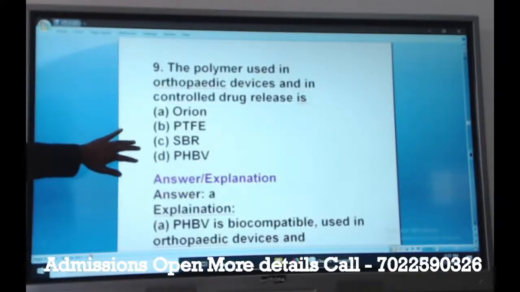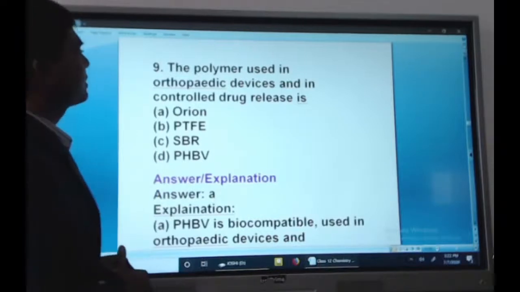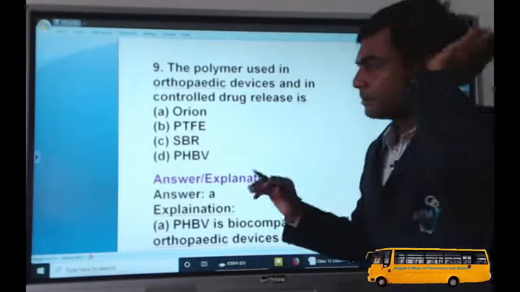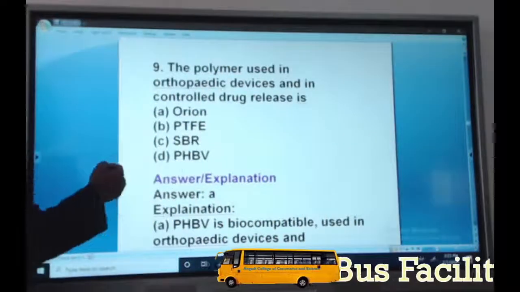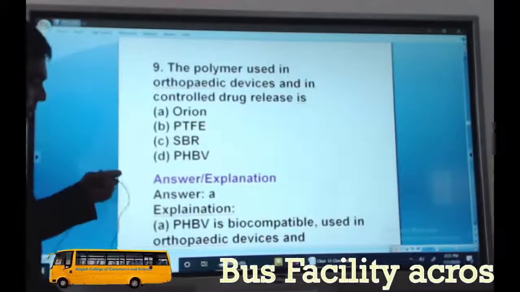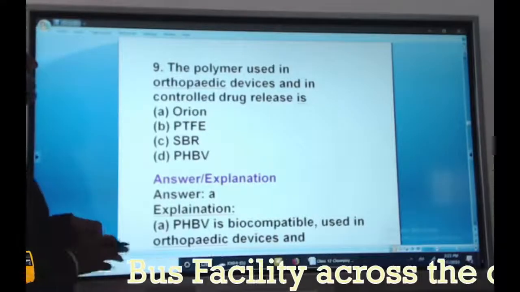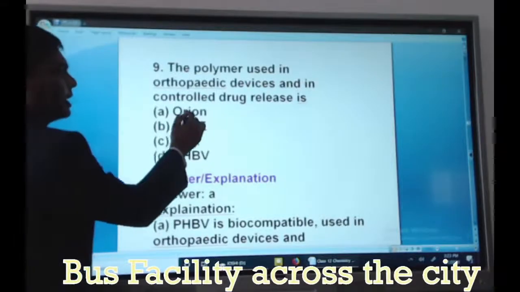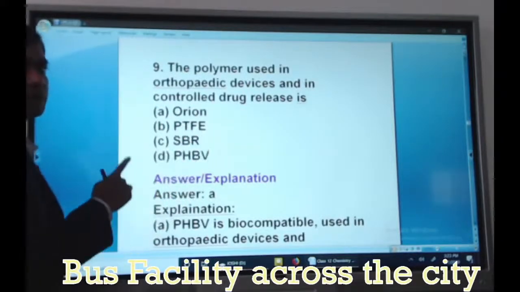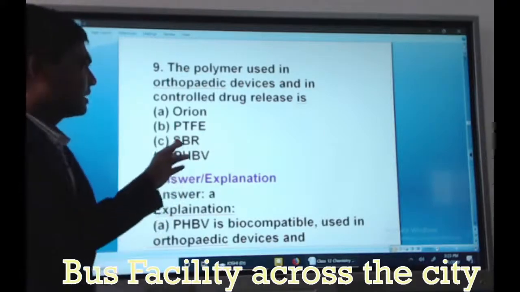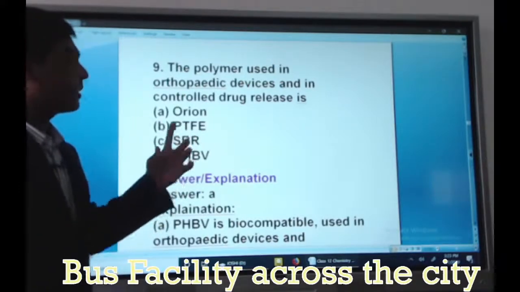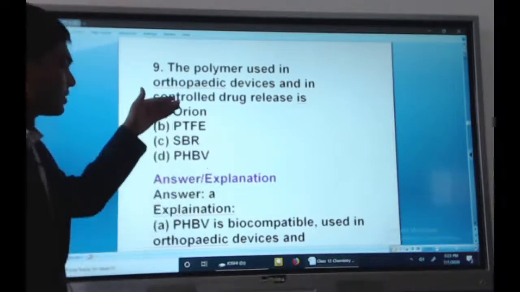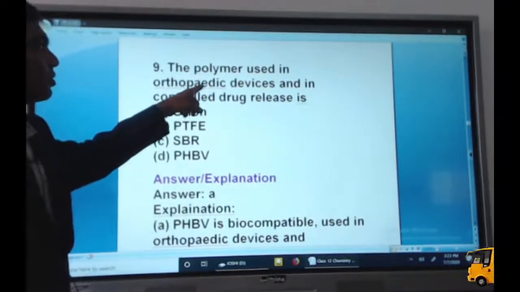The polymer used in orthopedic devices and in controlled drug release. This is an application question where polymers are used. Orthopedic means it is related to hospitals, where it is related to bones. And controlled drug release comes under chemistry in everyday life. Orlon, PTFE, that is polytetrafluoroethylene, SBR, styrene butadiene rubber, PHBV, polyhydroxybutyrate-co-valerate. These are the 4 options in which orthopedic use is asked.